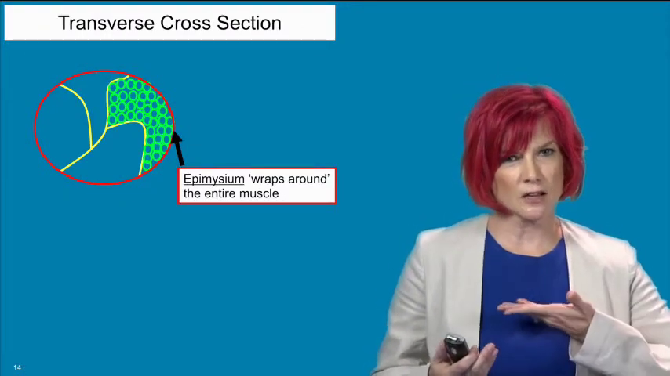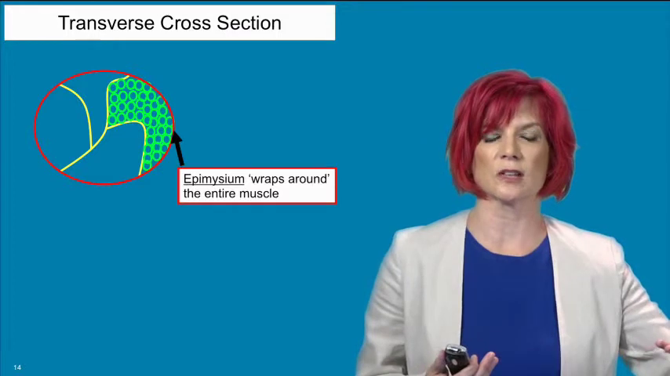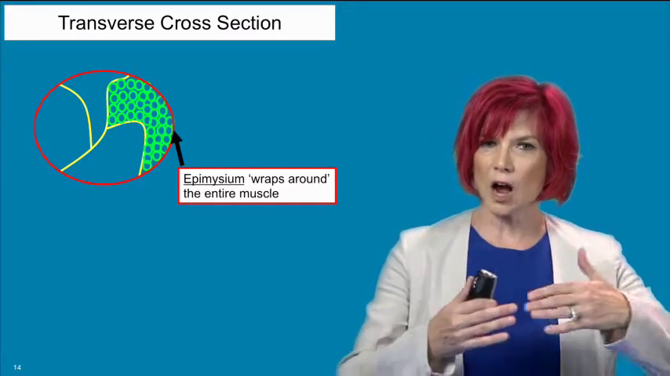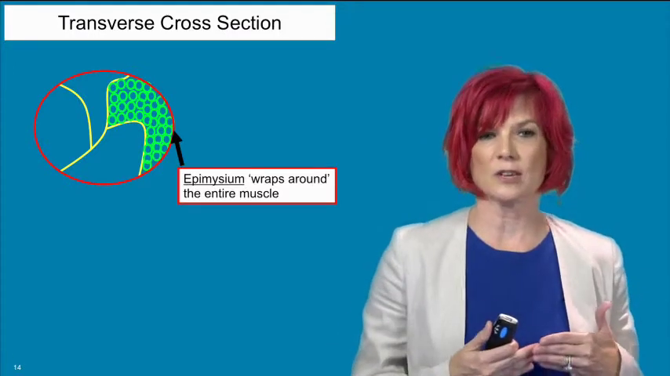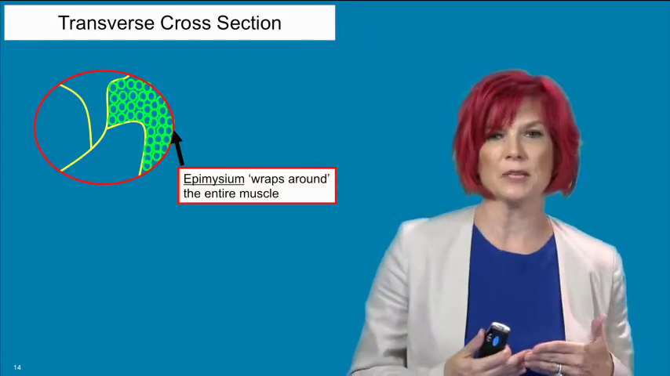So if we were to take a transverse cross-section of skeletal muscle, we'll see that that outermost layer of connective tissue is called the epimysium.